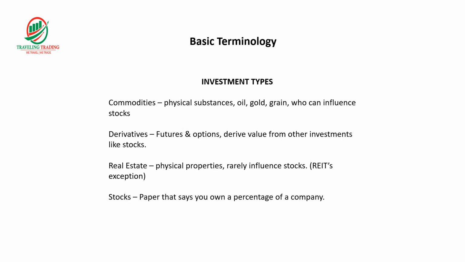But we'll talk about which ones might apply to you when it comes to stock trading. So first and foremost, we'll talk about investment types. First ones, of course, there's commodities: physical substances like oil, gold, grain, and things like that, that can influence the market. There are commodity traders that specialize in trading that stuff as well. Then there's derivatives, which are futures and options trading that derive value from other investments like stocks.